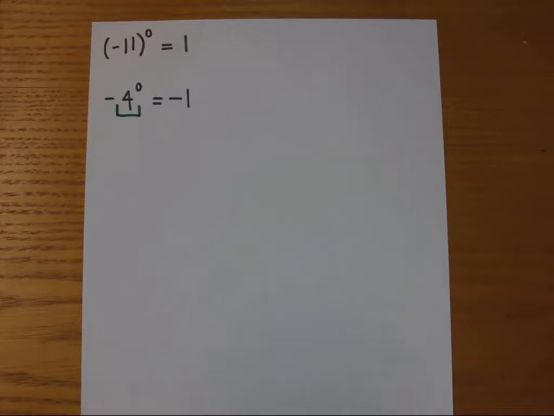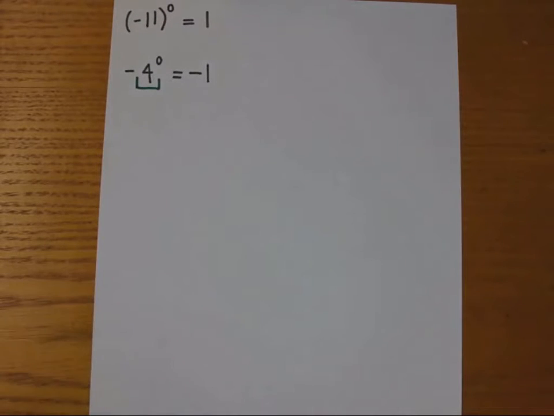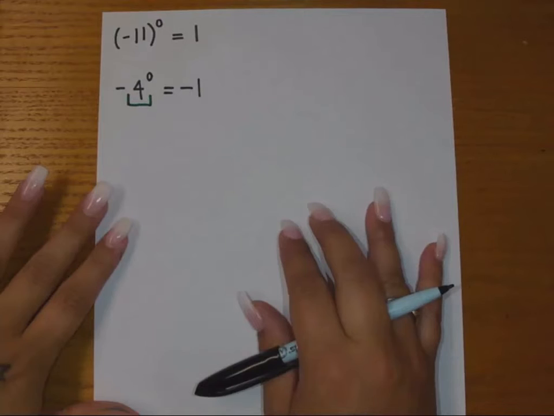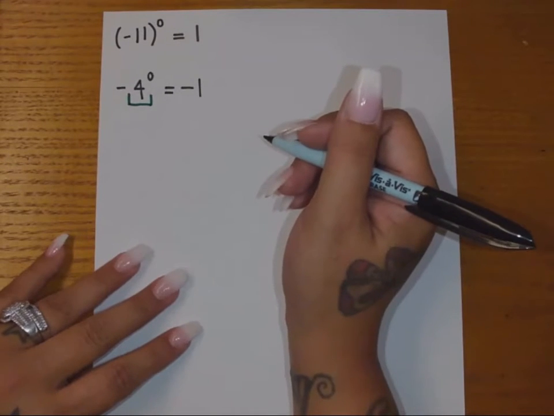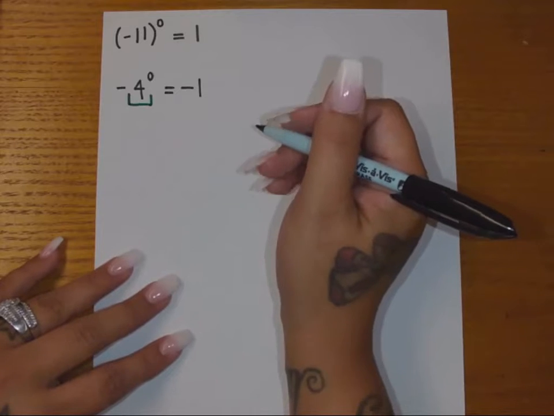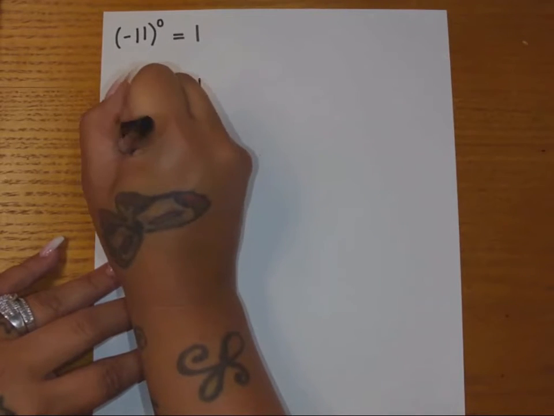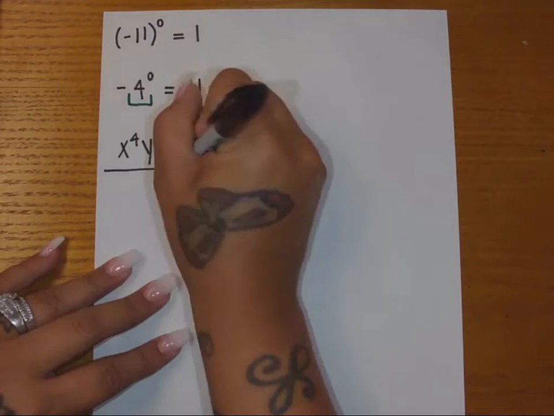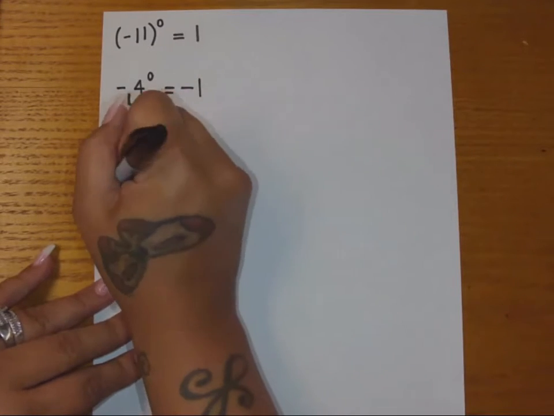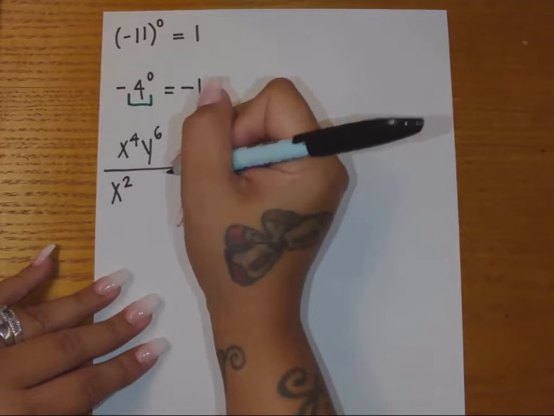Okay, so let's do this example where it says use the quotient rule to simplify. So here it actually is giving you some hints and telling you what rule to apply. Just know that that won't always be the case. So use the quotient rule to simplify, and what we're given is x to the 4th, y to the 6th power divided by x squared, y to the 6th power.